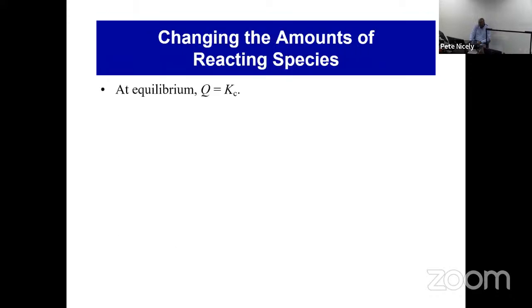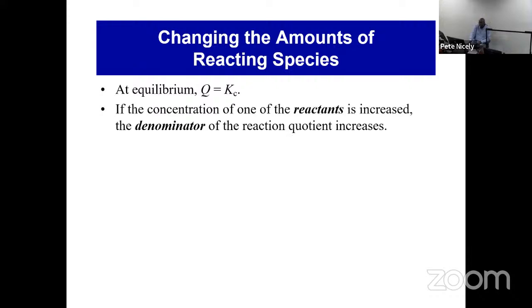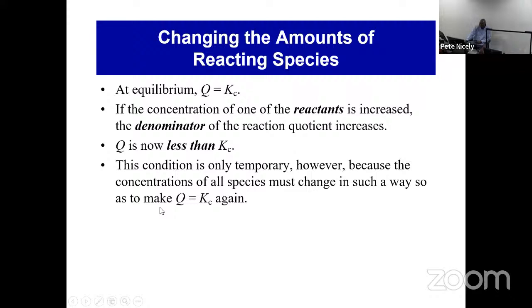So let's look at the situation where the system is at equilibrium, where Q is equal to Kc, all right? So basically what we're looking at here is a situation where you increase the concentration of one of the reactants, right? And then all of a sudden, the system is no longer at equilibrium. The result of that is that the denominator of the reaction quotient increases, right? The result of that would be that Q is now less than Kc. So if Q is now less than Kc, what will the system try to do? The system will try to make changes such that Q is equal to Kc again.